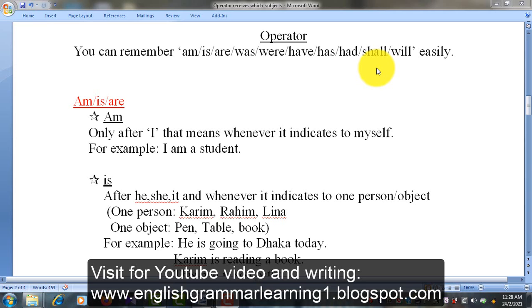The first one is am, is, are. That is to say, where to use am or is or are. Okay. Am. Only after I, that means whenever it indicates to myself. For example, I am a student. Look at the example. Here the operator am is used after the subject I.